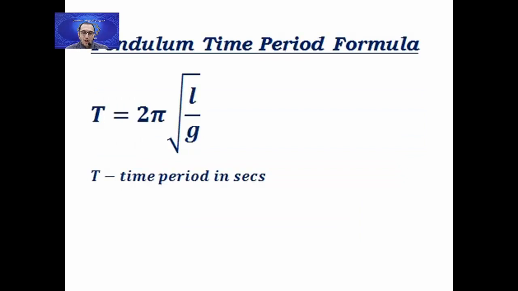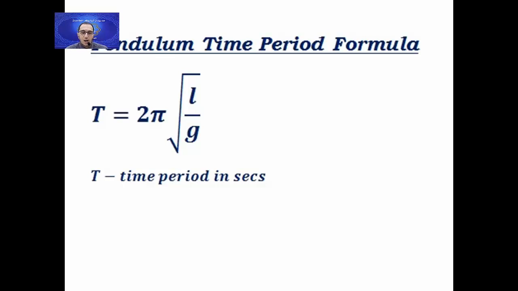So the pendulum time period formula. Now let's talk about the pendulum time period formula. T equals 2 pi root L over g. Now let's analyze this formula. T equals 2 pi root L over g. T is the time period and must be in seconds. Also L is the length of the pendulum, and g is the gravity.